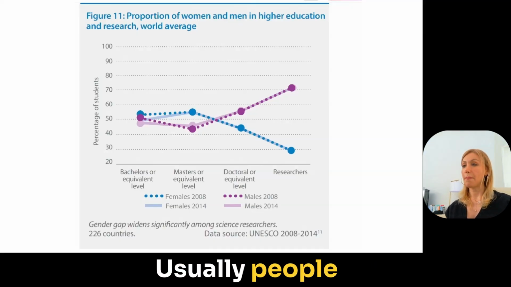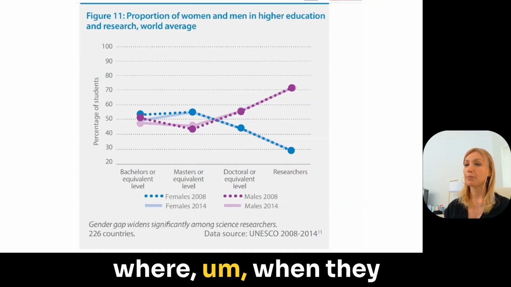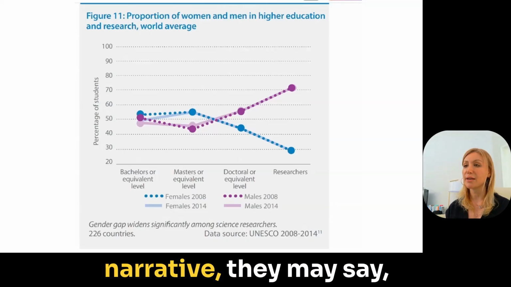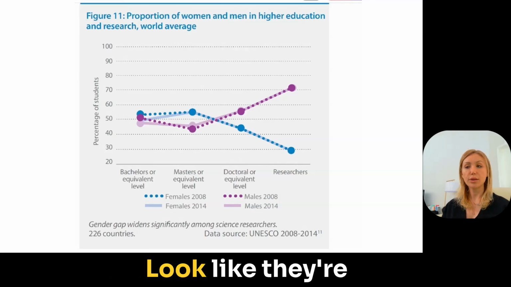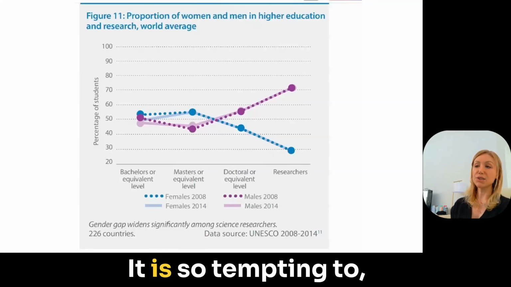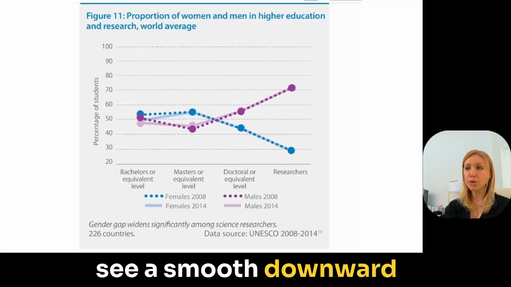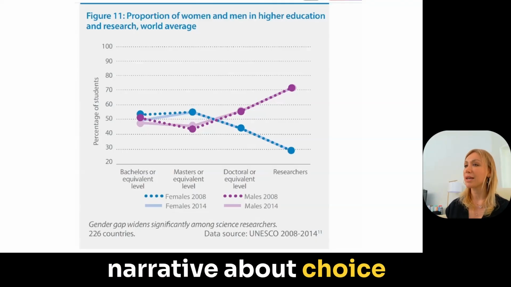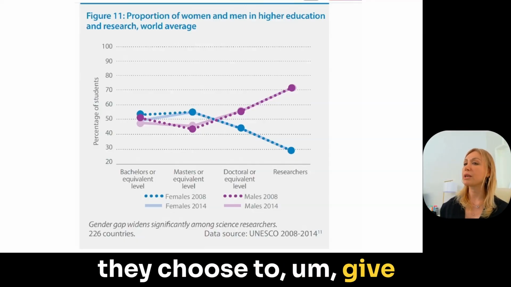Usually people commonly jump to wrong conclusions when they see this trend, especially when it's consistent with the narrative. They may say, oh, women leave science because they choose to. It looks like they're leaving science at the senior stages. It is so tempting to say that for a lot of people because they see a smooth downward slope for women, and of course the cultural narrative about choice. Women do that because they choose to give up on being researchers.